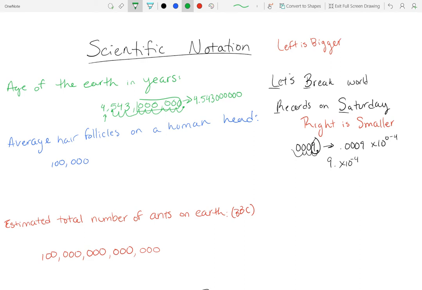Right here, since we moved to the left, how many was that? 9 places to the left. We know that our exponent should be getting bigger, because left is bigger, right is smaller. We had times 10 to the 0. Now we should have 9 places bigger than that. So our new exponent should be times 10 to the 9. And that's 4.543 with 6 zeros times 10 to the 9. That's how we would express the age of the Earth in years in scientific notation. Alright, so let's go ahead and move on to the next example.